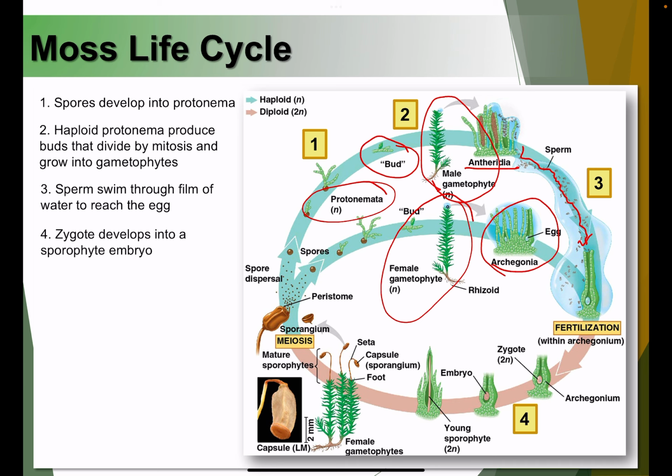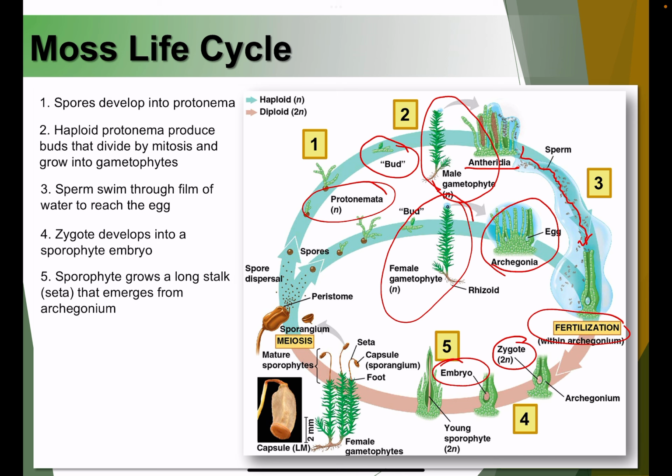This process of sperm reaching the egg is called fertilization, and happens within the archegonium. The embryo, or a zygote, is formed first when the sperm fuses with the egg, which will eventually develop into their sporophyte embryo. Again, this goes back to why plants are called embryophytes. And this also happens within the archegonium.